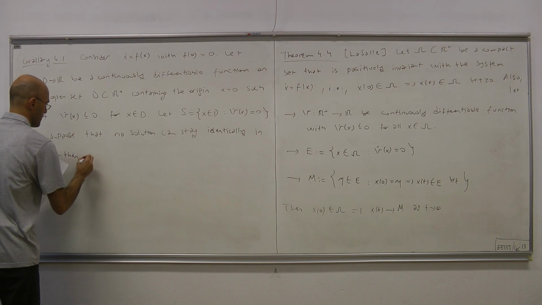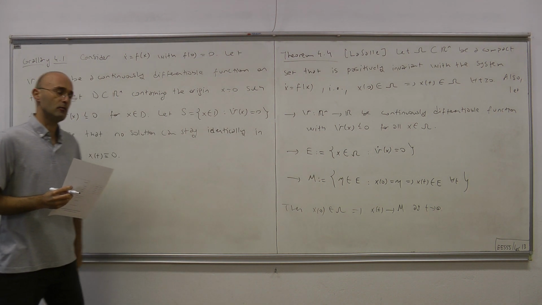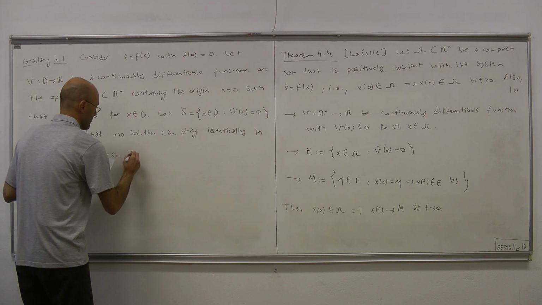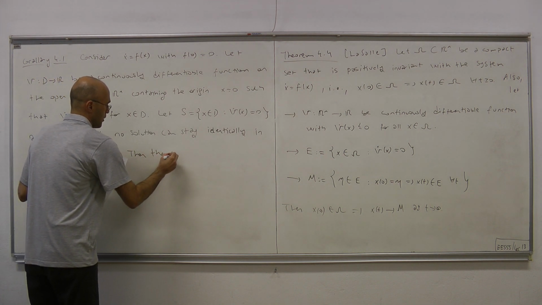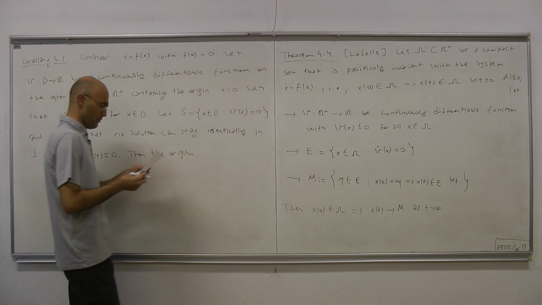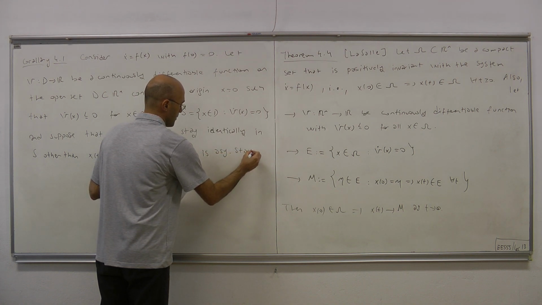Other than the solution sitting on the equilibrium point, x of t equals 0 for all times, then the origin has to be asymptotically stable. Asymptotically stable. Okay.